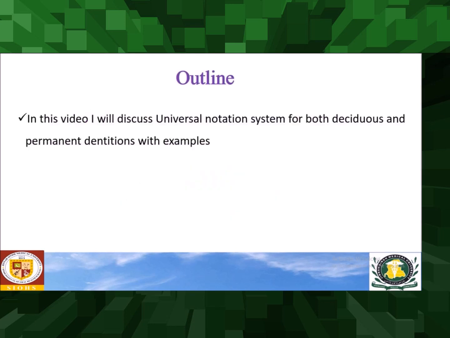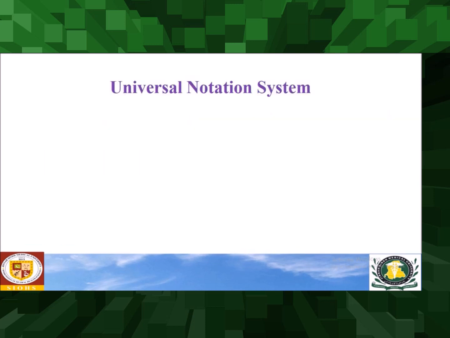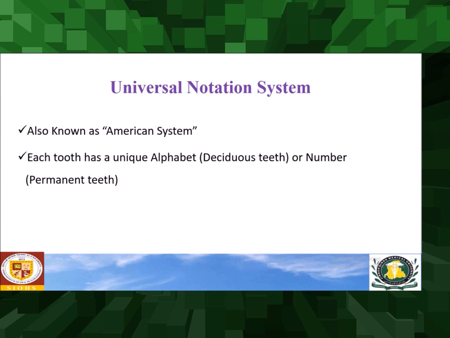In this video, I'll discuss the universal notation system for both the deciduous and the permanent dentitions with examples. Universal notation system is also known as the American system. In the universal notation system, each tooth has a unique alphabet in case of deciduous teeth or a number in case of the permanent teeth.